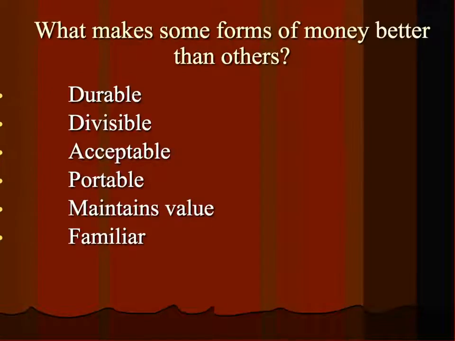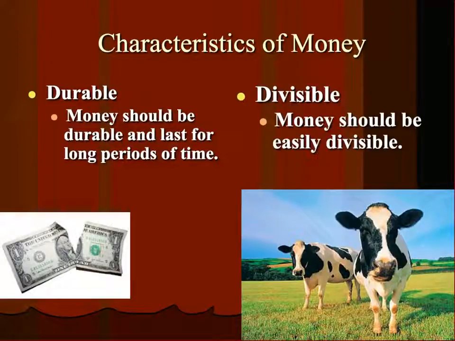Here's a list of the 6 characteristics of money. To be good money, it has to be durable, has to be divisible, has to be acceptable, has to be portable, has to maintain its value, and has to be familiar to both parties. So durable: money should be durable and last for long periods of time. The dollar bill, you rip it, okay, it's broken, but it's going to last a really long time. 100 years, 200 years, it's still going to be here. A cow might last a while. I don't know how long cows live, but I would imagine after 100 years, that cow is not going to be worth as much as it is right now.